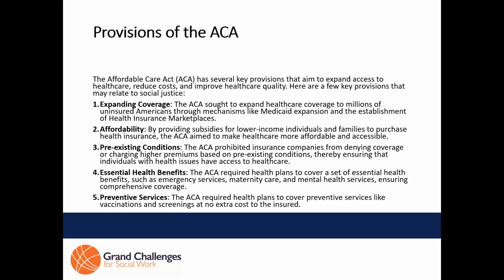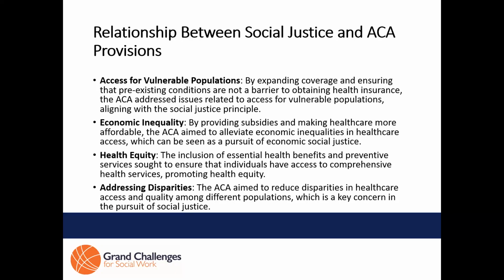So these are some of the provisions. And then it said, here are the relationships between social justice and the Affordable Care Act provisions. So access for vulnerable populations, right? So this is where it's pulling in more of these social work concepts, expanding it slightly from the previous slide, right? So, for example, the last one, addressing disparities. The ACA aimed to reduce disparities in healthcare access and quality amongst different populations, which is a key concern in the pursuit of social justice.